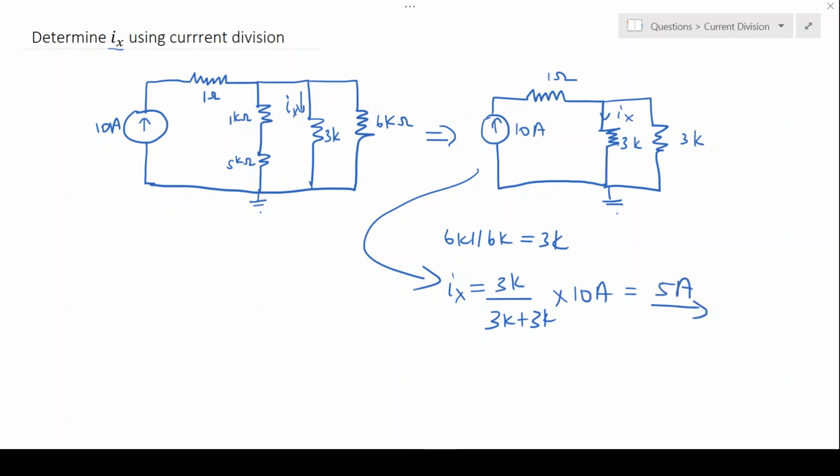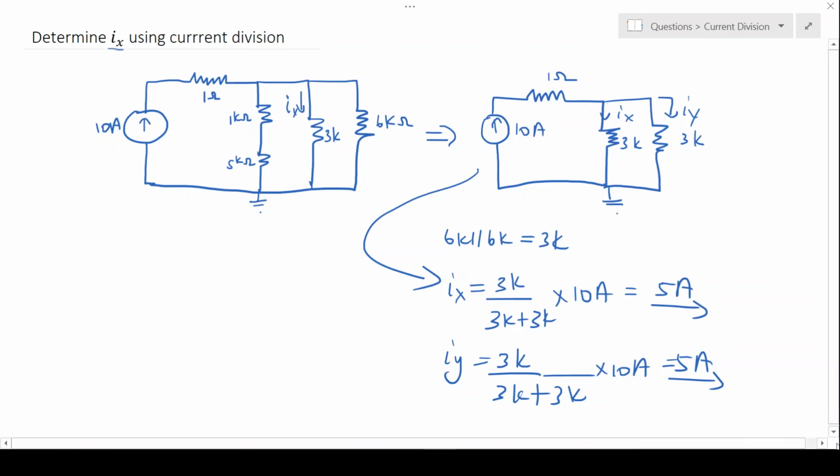And we can see this because the resistances are equal in magnitude, so therefore the currents will be split equally. If we needed the current, let's call this Iy, we should be able to see that also using current division, Iy will be the opposite resistor, which is 3K over 3K plus 3K multiplied by 10 amps. And that's also going to give you 5 amps, right?